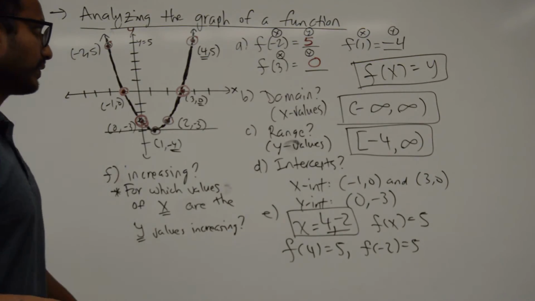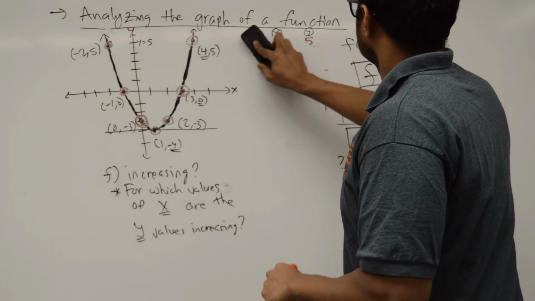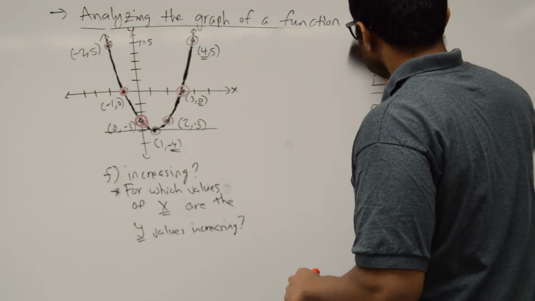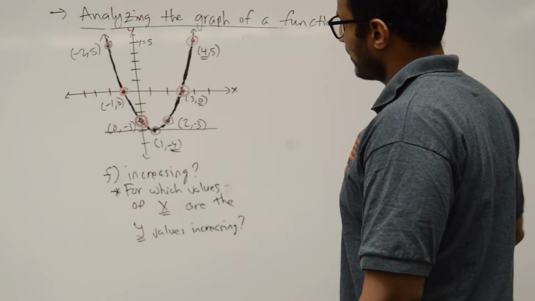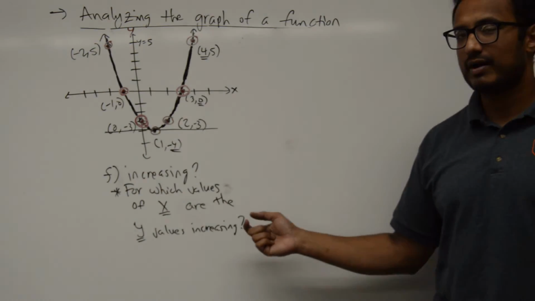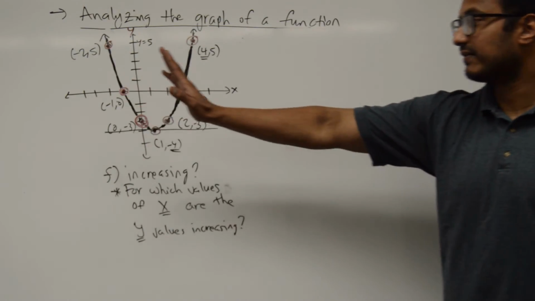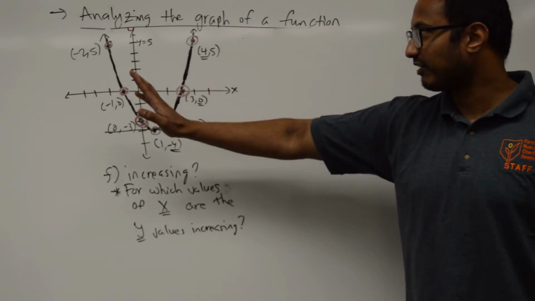Okay, I'm going to get rid of all this on this side. So the question is asking for part F, for which values of x are the y values increasing? Whenever you read a graph, you always go left to right. Okay, you always read a graph left to right.